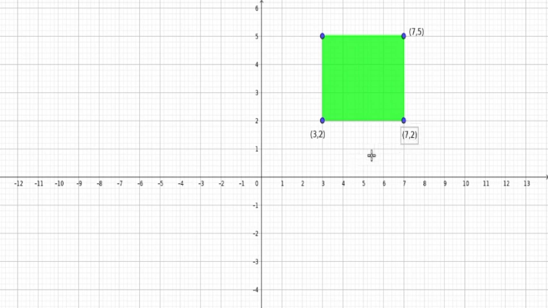So we get the coordinates of the third vertex. Then how do we find the fourth vertex? See, this side is parallel to the y-axis. This side is also parallel to the y-axis. So if a line is parallel to the y-axis, the x coordinates are the same. Here the x coordinate of this point is 3, so the x coordinate of that point is also equal to 3.